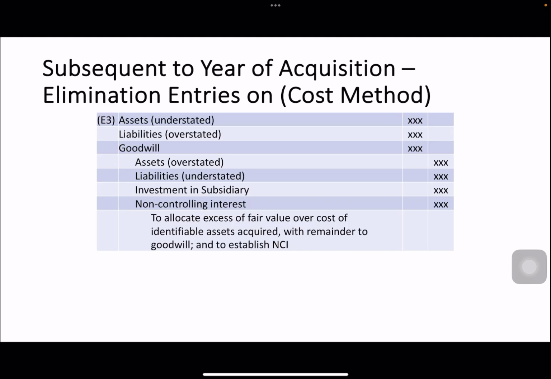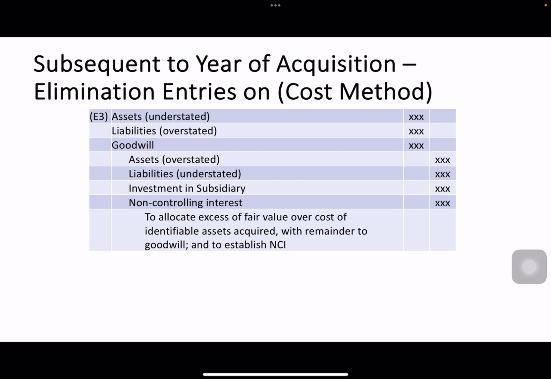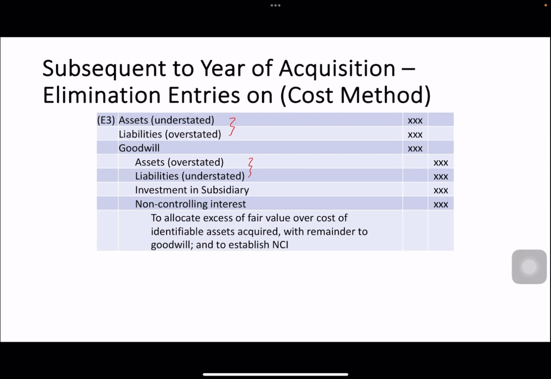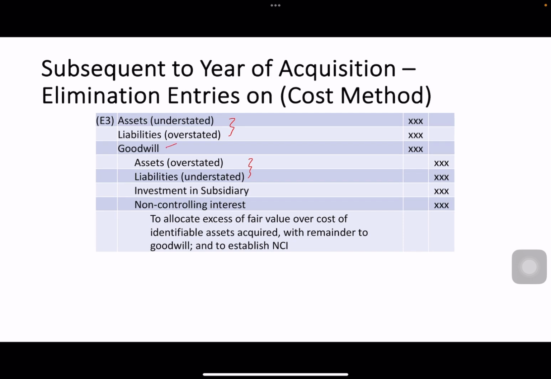This entry is exactly the same as the second eliminating entry prepared on the date of acquisition and on the first year of acquisition. Recall that this entry has 4 objectives. First is to restate the subsidiary's assets and liabilities from book value to fair value. Second is to establish goodwill or gain on bargain purchase. Third is to completely eliminate investment in subsidiary. And fourth is to completely establish non-controlling interest.